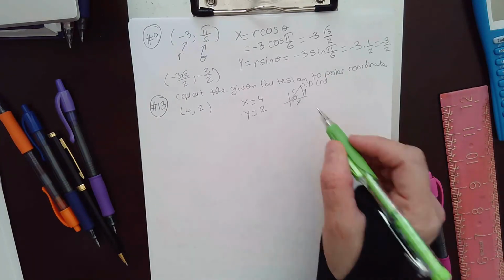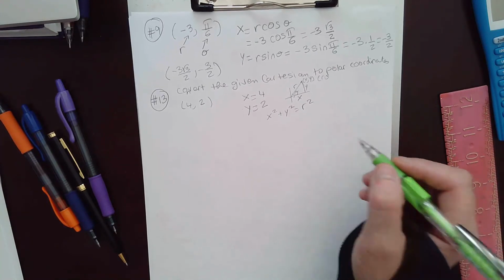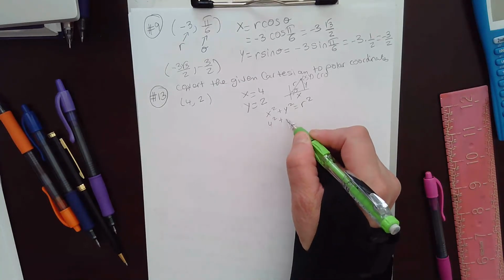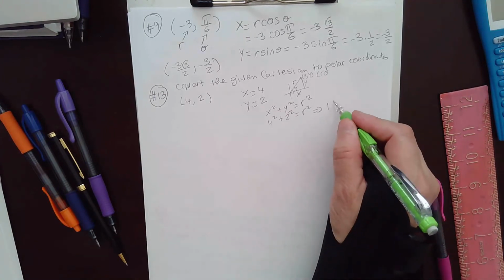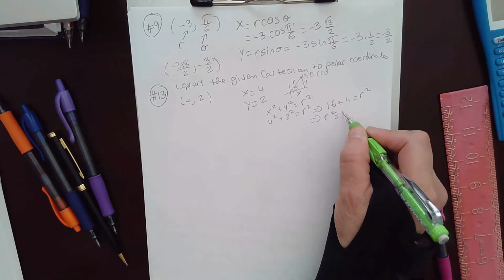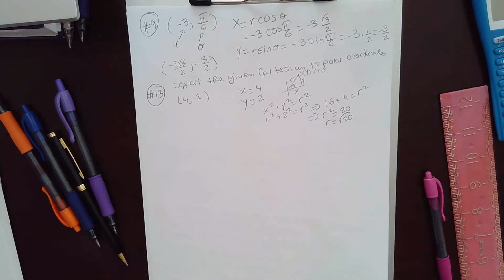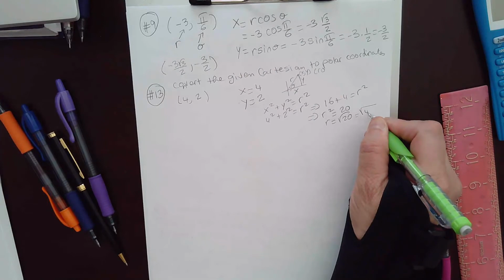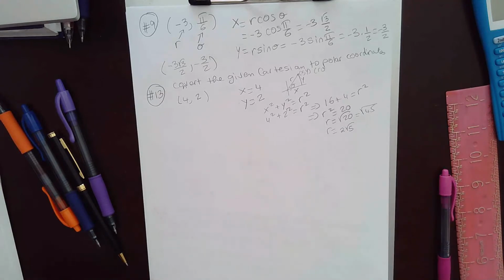So to find r, what do we have? X squared plus y squared equal to r squared. X squared is 4 squared plus 2 squared equal r squared. So that means what do we have? 16 plus 4 equal to r squared. So r squared is equal to 20. That means r is square root of 20. You can simplify it. This is 4 times 5. So r is 2 square root of 5. We know r, right? Now we need to find theta.